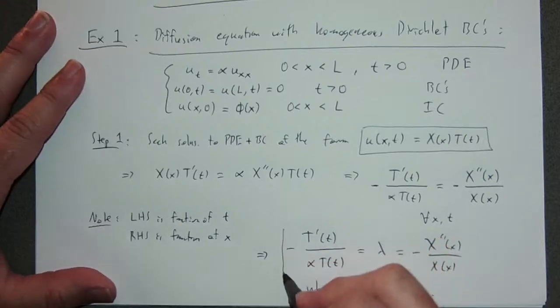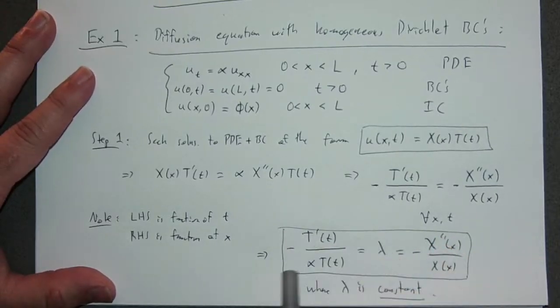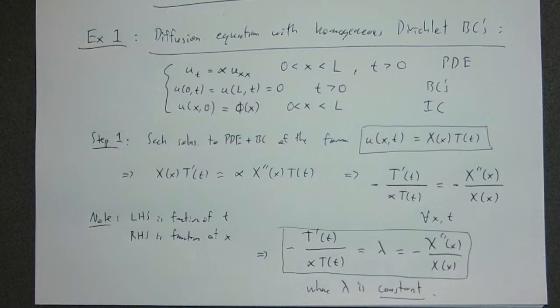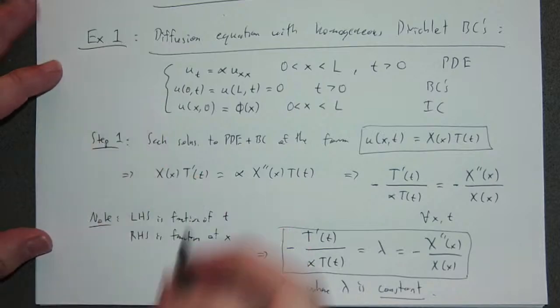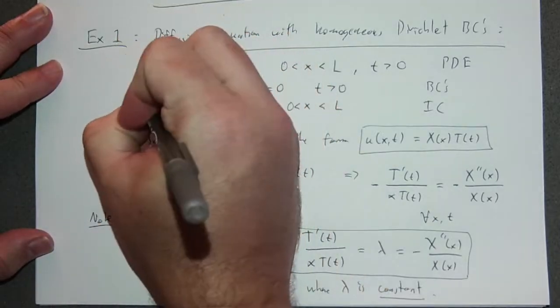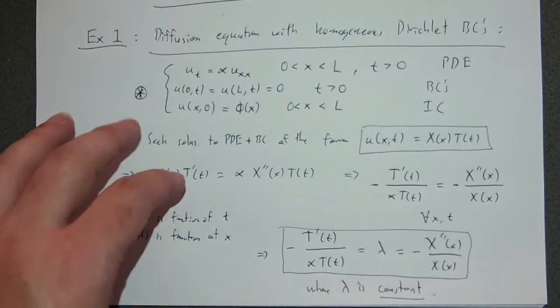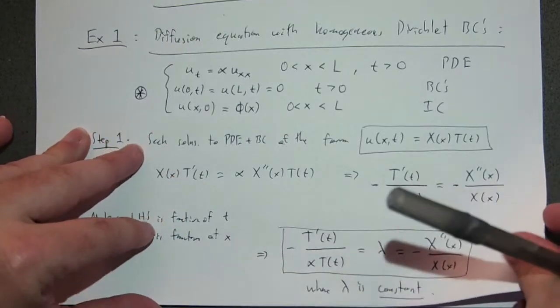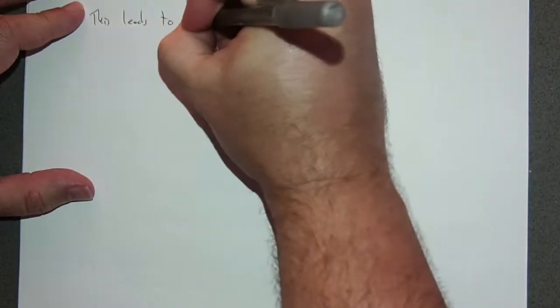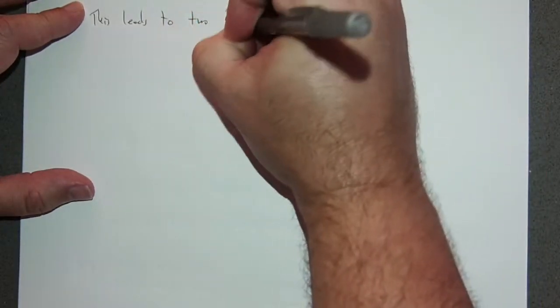Now, this expression, considering the left-hand side and the right-hand side separately, leads to two different eigenvalue problems. Let me go ahead and label my full PDE like star. Okay, so this leads to two eigenvalue problems.